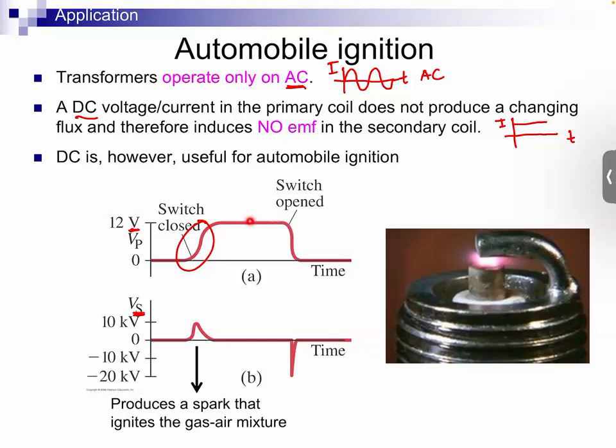In all other times, when the current magnitude reaches steady state and you have a constant current like so, then there is no induced voltage. And of course, there's no induced current in the secondary coil. Right?